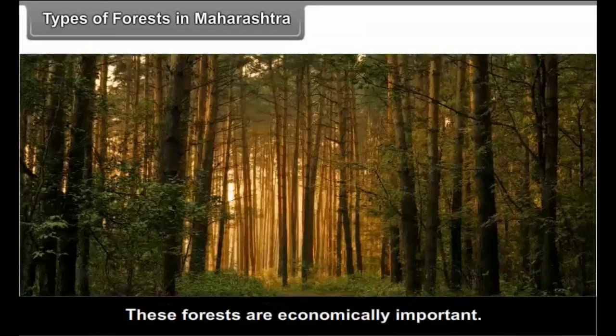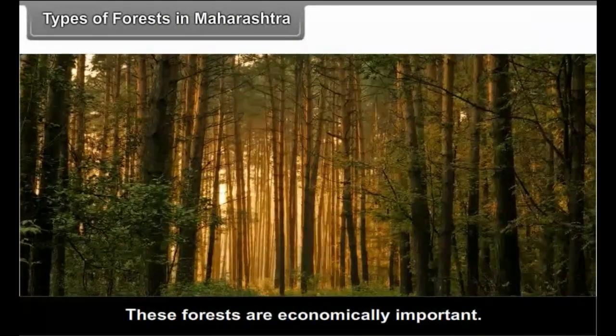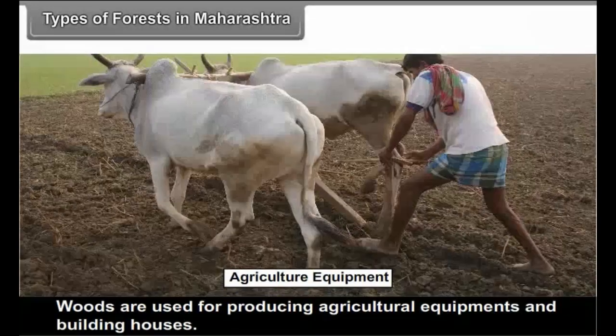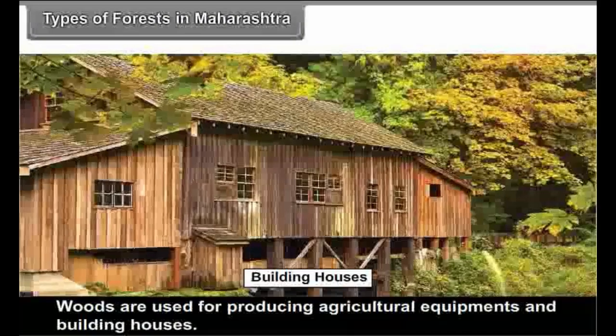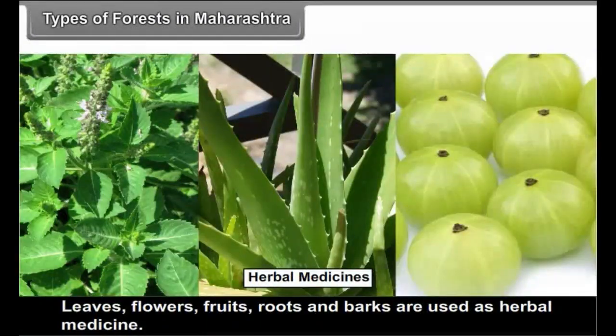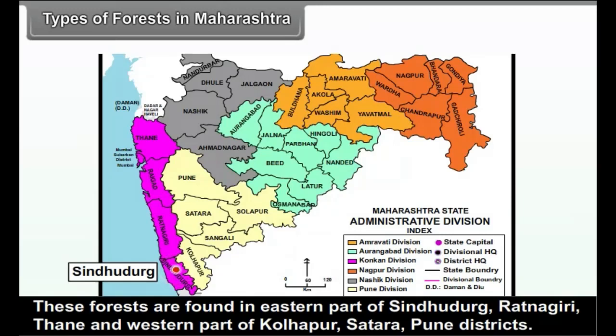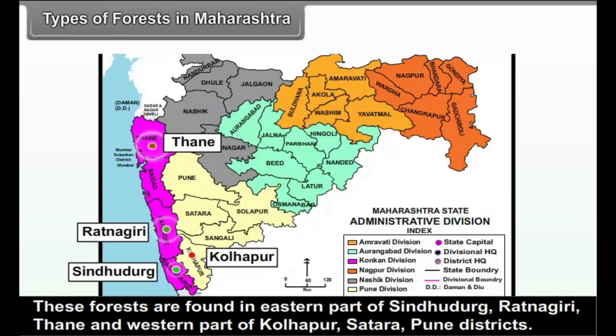found. These forests are economically important. Woods are used for producing agricultural equipments and building houses. Leaves, flowers, fruits, roots and barks are used as herbal medicine. These forests are found in eastern part of Sindhudurg, Ratnagiri, Thane and western part of Kolhapur, Satara, Pune districts.